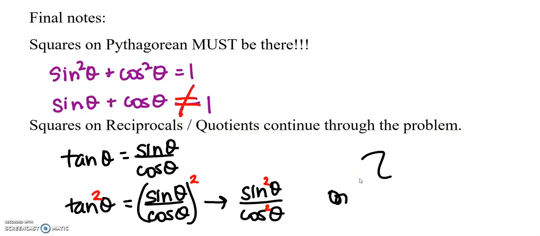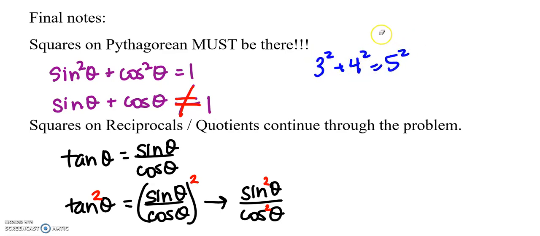So just some final notes. You might want to jot these down somewhere if you have room in your notes. The squares must be on your Pythagorean theorem. So sine squared plus cosine squared definitely equals 1. But sine plus cosine does not equal 1. Because what's happening there is kind of like the example from the connection video. We know that 3 squared plus 4 squared is equal to 5 squared, right? Because 9 plus 16 is 25, 3, 4, 5 triangles, etc.